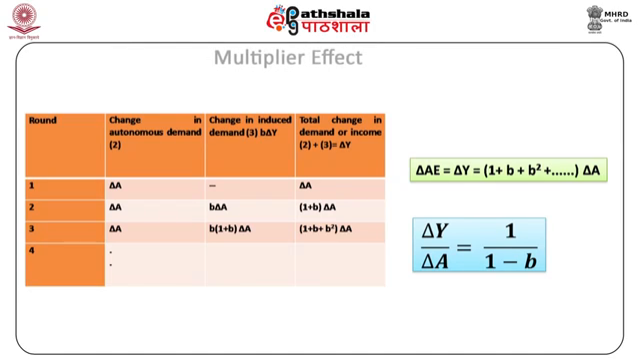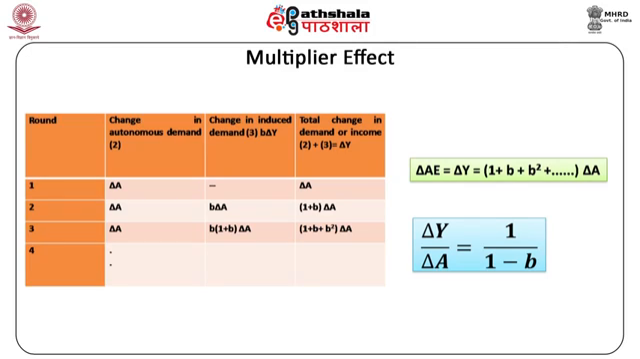Round 1 starts off with an increase in autonomous spending, that is delta A. So, income increases by the same amount in round 1. In the second round, there is an induced increase in expenditure by B times delta A, as we can see in column 2. The total increase in demand and therefore income in round 2 is delta A plus B into delta A, which is given in column 3.